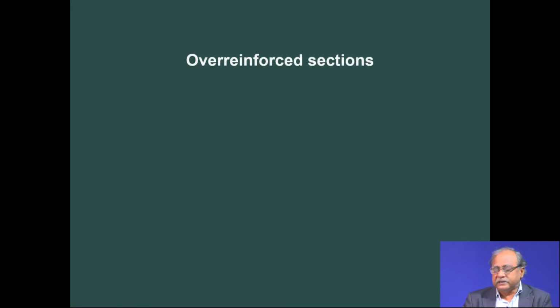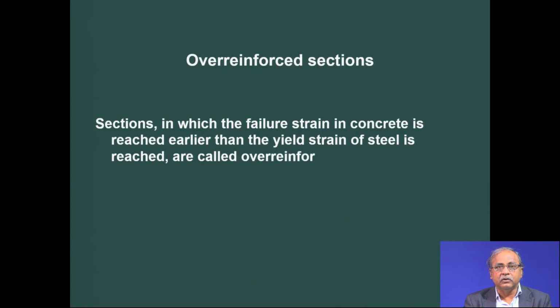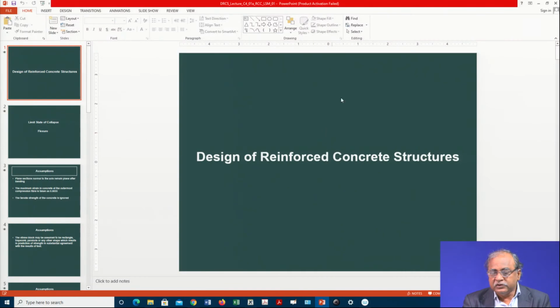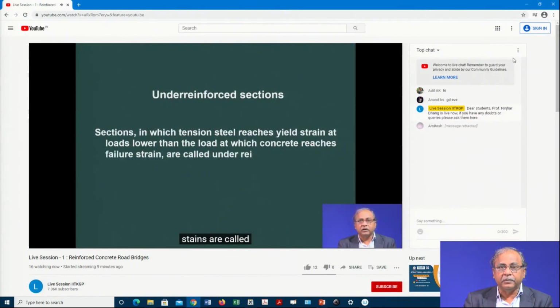And over reinforced sections: the sections in which the failure strain in concrete is reached earlier than the yield strain of steel are called over reinforced sections. So, this one I would like to tell you, because this is the thing that we have learned.